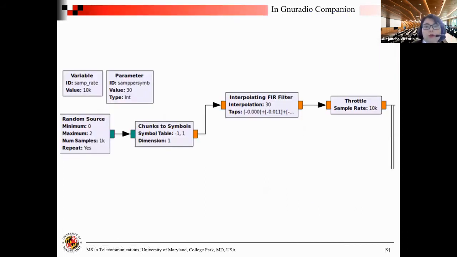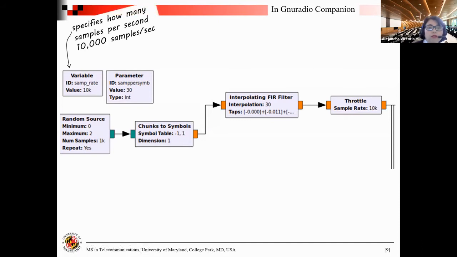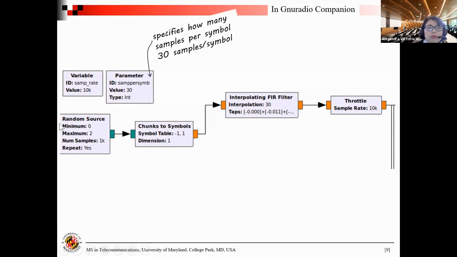Okay. In GNU Radio Companion, we're going to have the blocks, or the sampling rate, obviously, that gives us how many samples per second. Then we're going to ask ourselves how many samples per symbol. The samples per symbol, we set it at 30. Then we ask GNU Radio Companion to create a random source of bits. So we say minimum 0, maximum 2. It means it will be generating zeros and ones, 1,000 of them, and then it repeats the sequence.